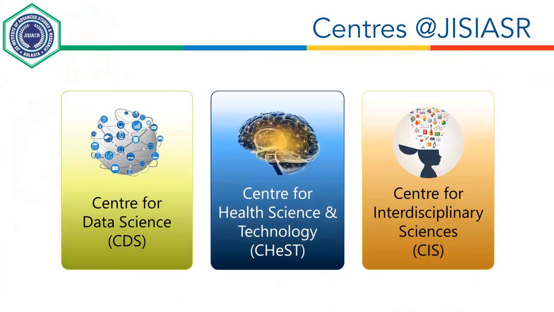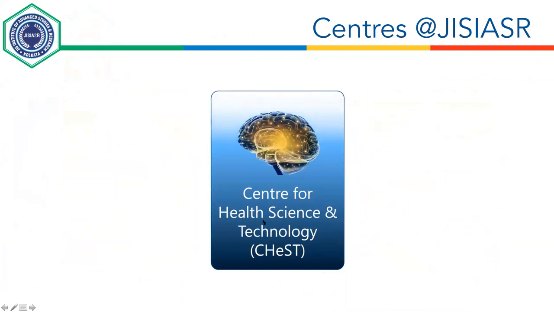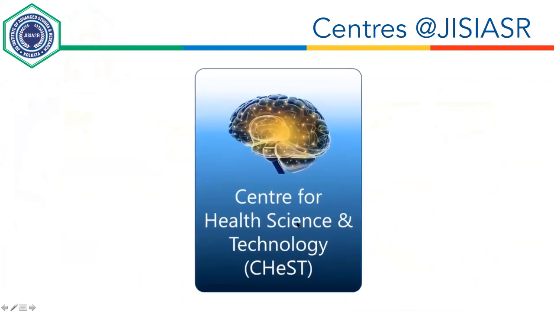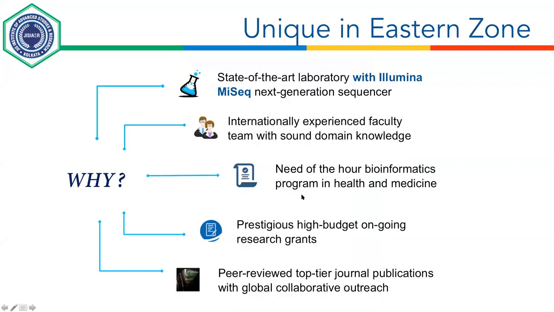We have three centers: Data Sciences, Center for Health Science and Technology, in short, CHEST, and Center for Interdisciplinary Science. I'm from the Center for Health Science and Technology. So let me introduce our center very briefly. There are five important aspects that make us proud and unique in Eastern Zone. We have a very well-equipped experimental lab with fully functional Illumina MiSeq next generation sequencer. This is actually rare in any academics in Eastern Zone. This sequencer is not only an important instrument in our research wing, but it will also help our students to be trained and use this experience in the job market.